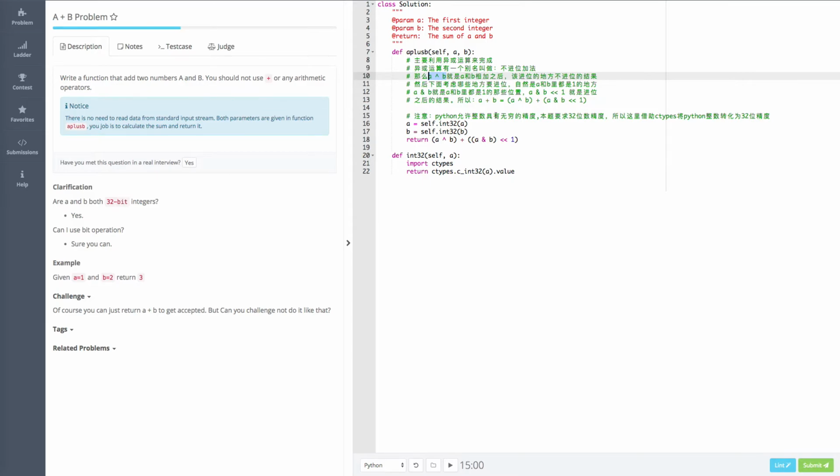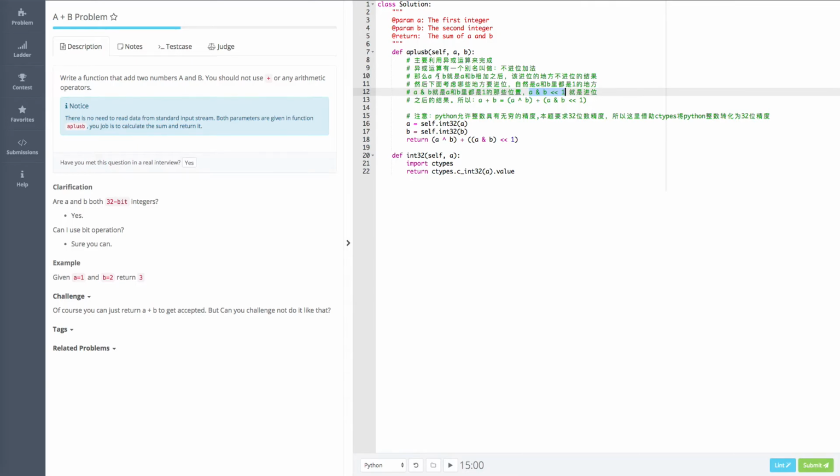And how can we find in which positions we have to add the carries? So we're going to use this operation, A AND B. A AND B tells us which positions have the carries. After we find all the carry positions, we shift this to the left by one bit position, because when we add the carries, we have to shift to the left position to add them.